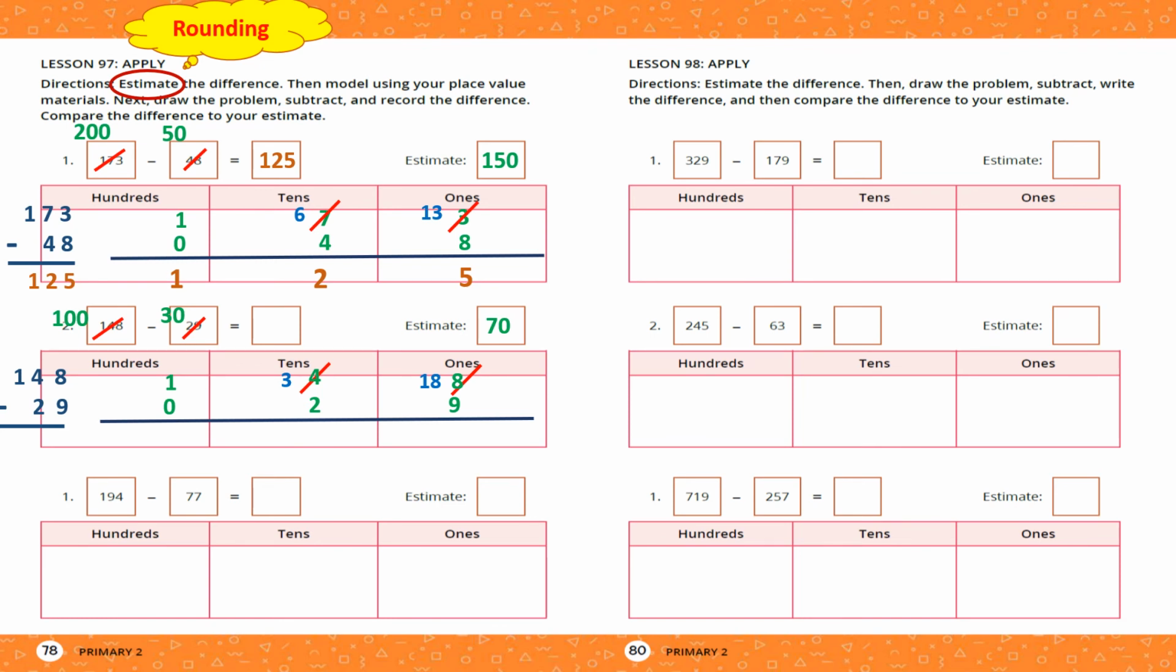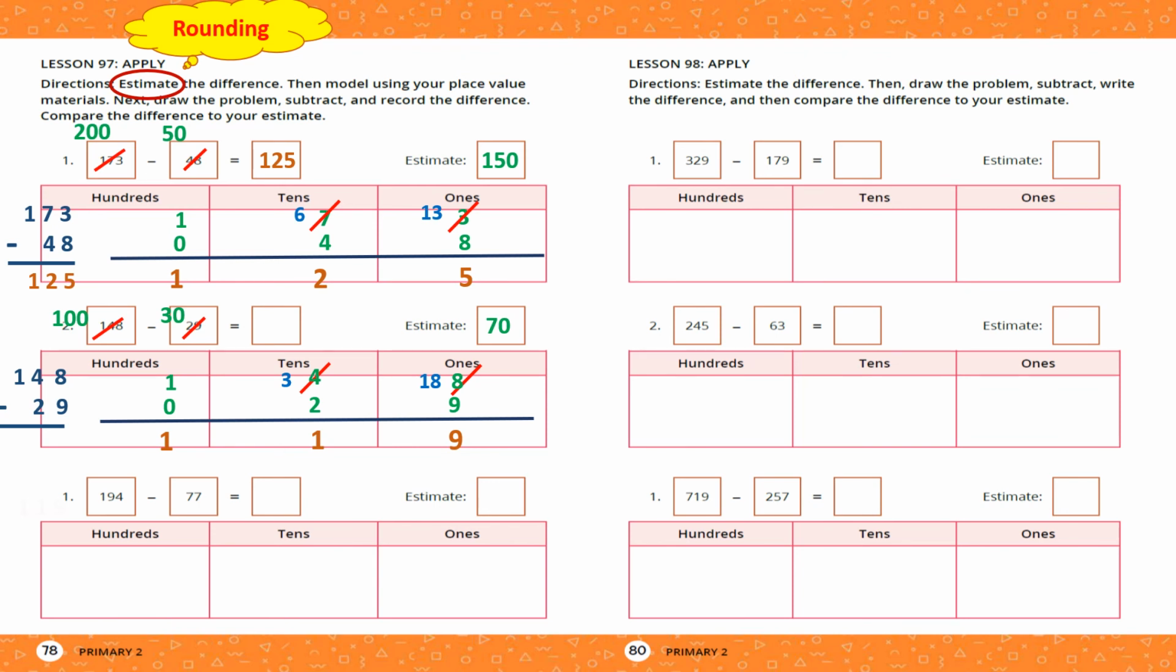Now we have more on top. 18 is greater than 9. So count from small number to big number. After 9, 10, 11, 12, 13, 14, 15, 16, 17, 18. How many fingers do we have? 9. So we will write 9. 3 minus 2 equals what? 3 minus 2 equals 1. 1 minus 0 equals 1.